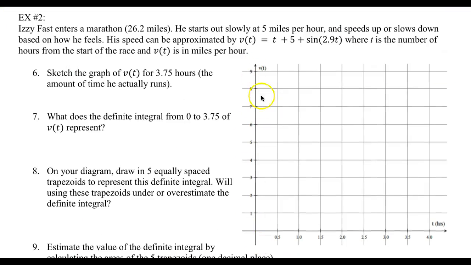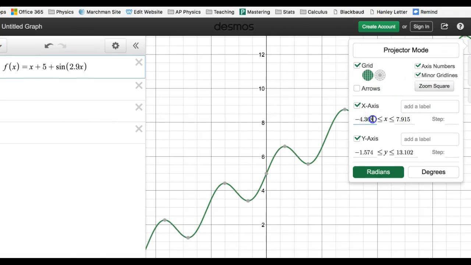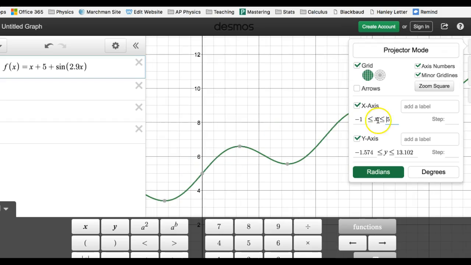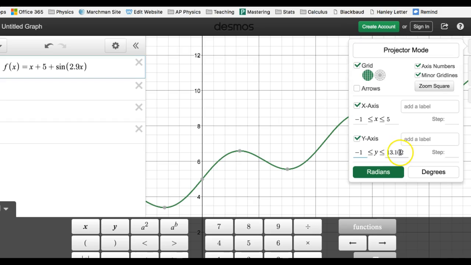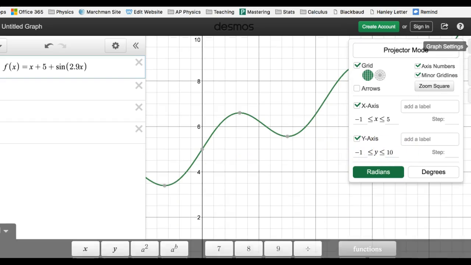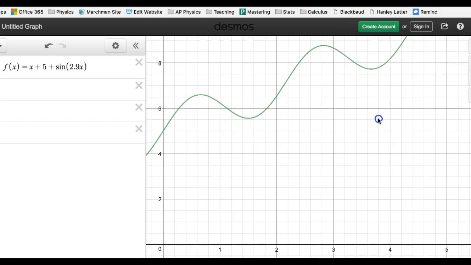So notice this goes from 0 to 9, from 0 to 4. So I want to make my x-axis go from, I'll make it from -1 to 5, so that way I can see a little bit more of that. And this one I'll have from -1 to 10. And there we go. Now you have a pretty good picture of what we're looking at here. There's what it should look like.